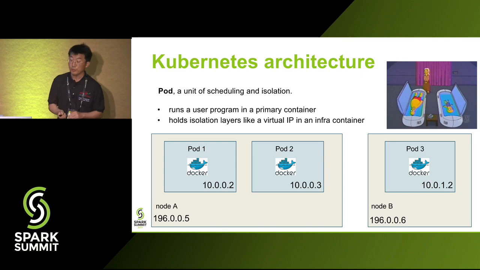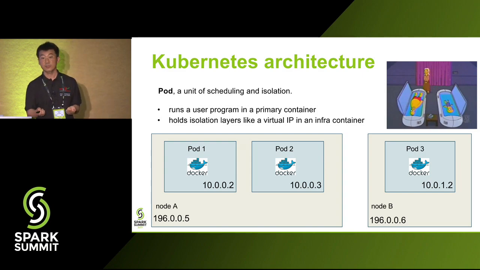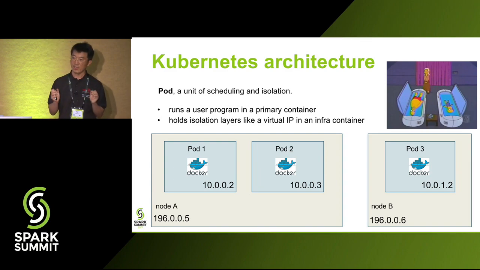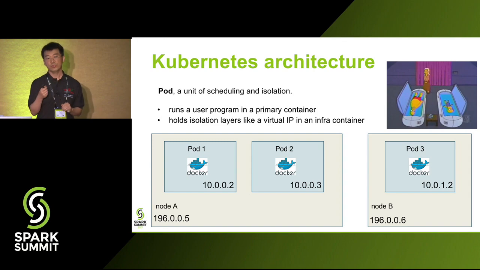A pod is a unit of scheduling and isolation in Kubernetes. So it runs a user program like Tomcat in a primary container. It also holds isolation layers like a virtual IP address in an infrastructure container that Kubernetes creates. So a pod typically consists of these two containers, but you can actually add more user program containers if you want. That's for like having sidekick programs, like copying data for your main program, Tomcat.